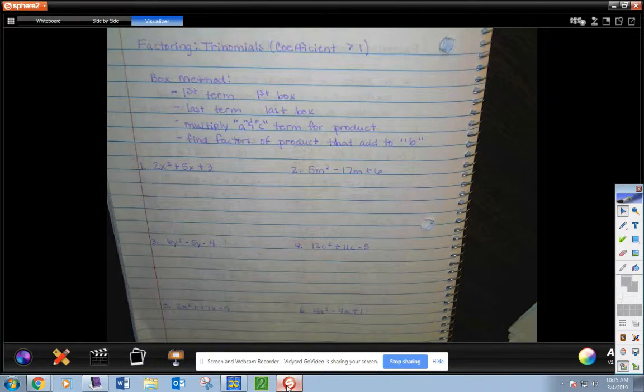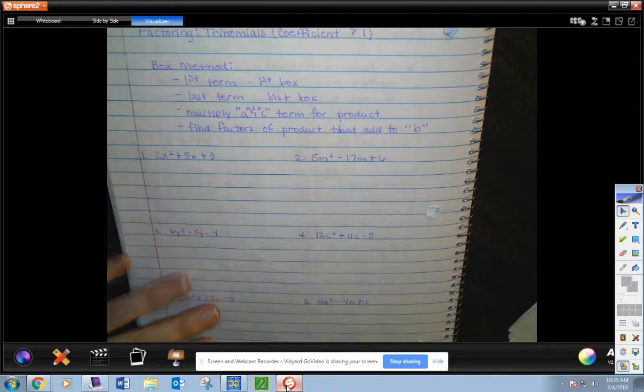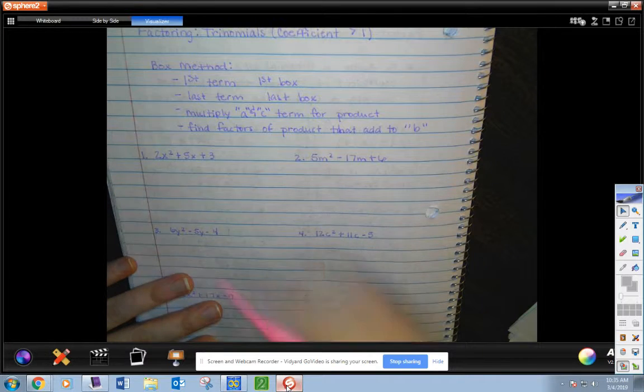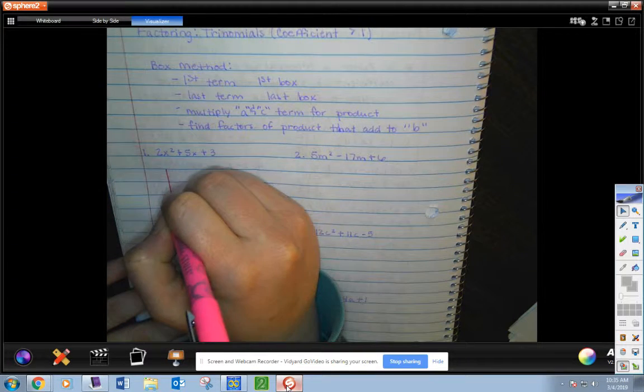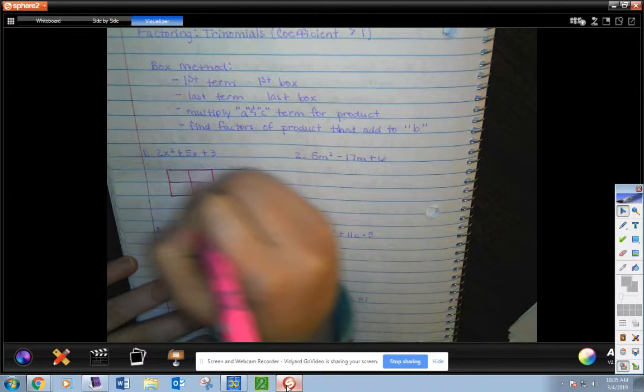So here's what you're just going to do for every problem. It's kind of similar to biology with Punnett squares. When you have 2x squared plus 5x plus 3, you're going to create a 2 by 2 box. And you need to leave yourself enough room to write on top of it and beside it. Okay, from here, you're going to put the first term in the first box, and you're going to put the last term in the last box. So first and first, last and last.